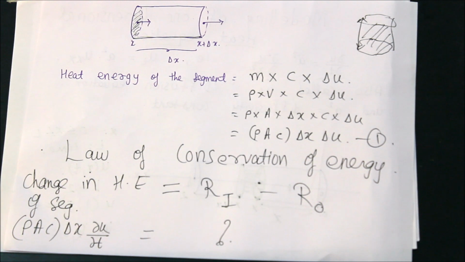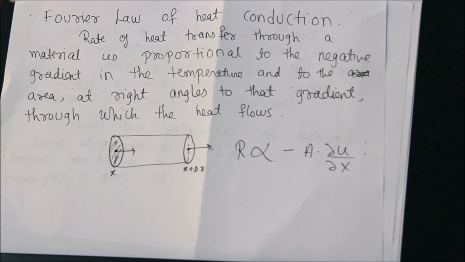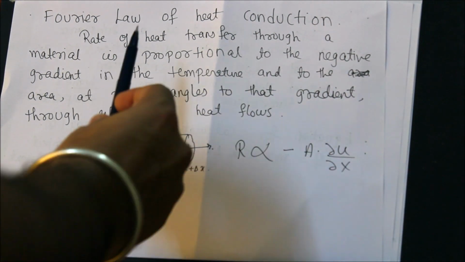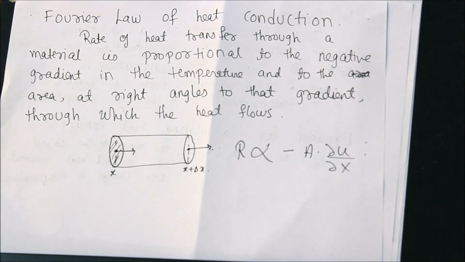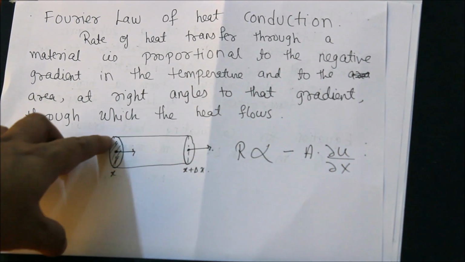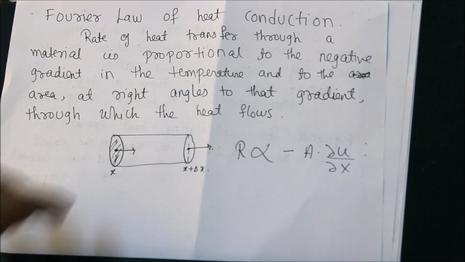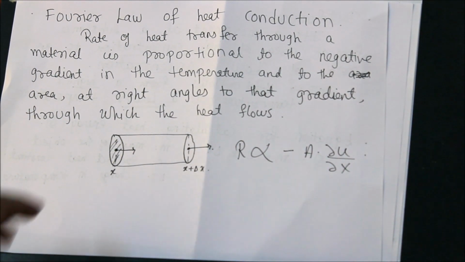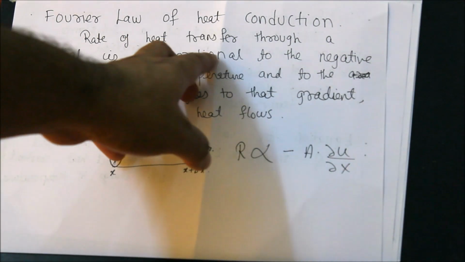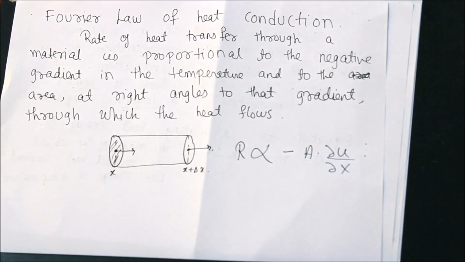To find Ri and Ro, I will need Fourier's law. So what does the Fourier law of heat conduction say? It says that the rate of heat transfer through a material... so here this is my material. Because I want to see what is Ri, the rate of inflow, if this is my material, I want to see the rate of heat transfer. So let me call it Ri.